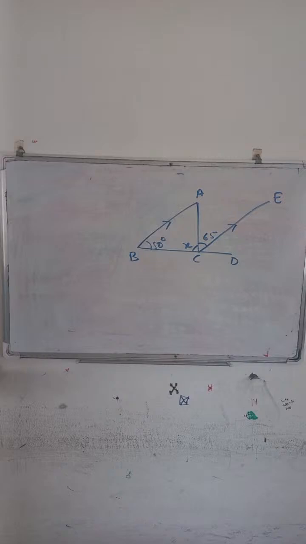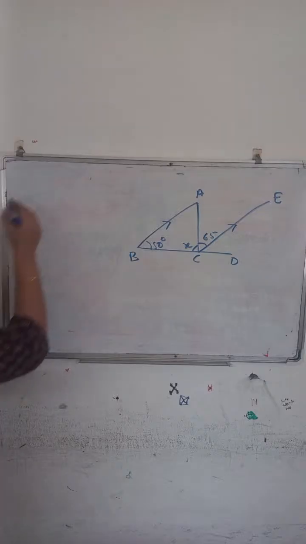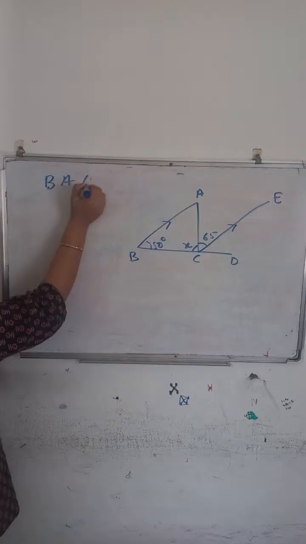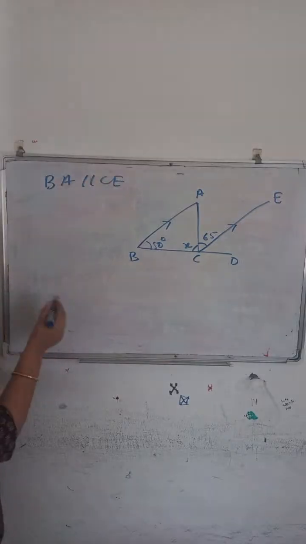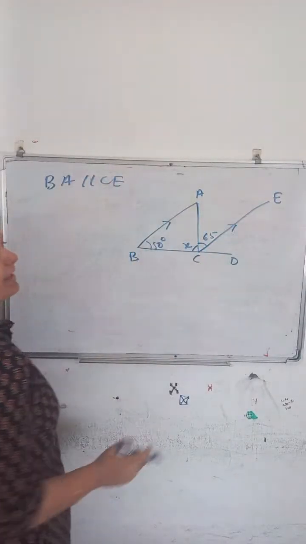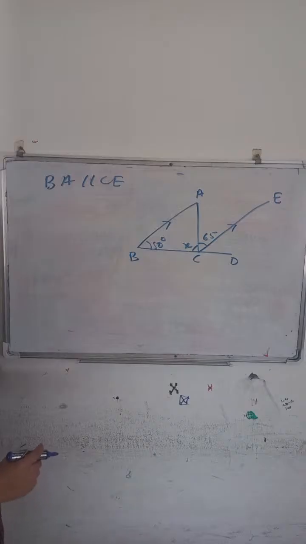They are saying BA is parallel to CE, meaning BA and CE are parallel to each other. We have to find the angle x. So how can you find angle x if these two lines are parallel? Can anyone tell how to solve this?